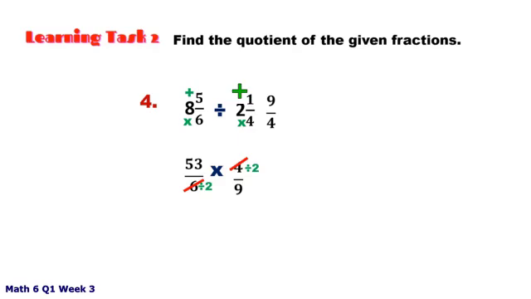Then, multiply. But let's use cancellation for 6 and 4. The common factor is 2. 4 divided by 2 equals 2. 6 divided by 2 equals 3. Now, let's multiply. 53 times 2 equals 106. 3 times 9 equals 27. In mixed number, that is 3 and 25 over 27.